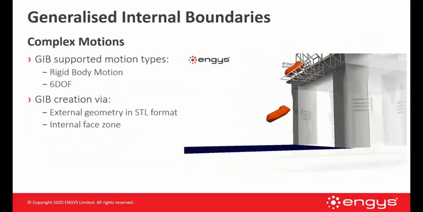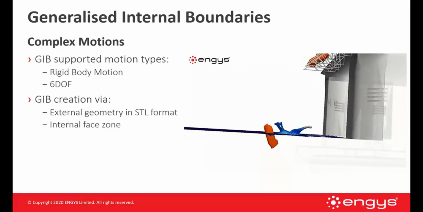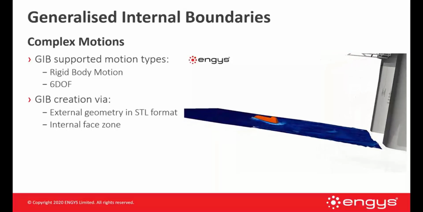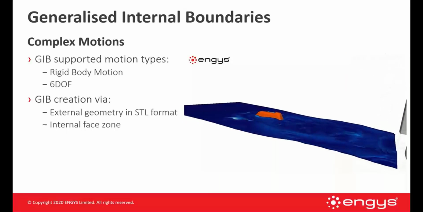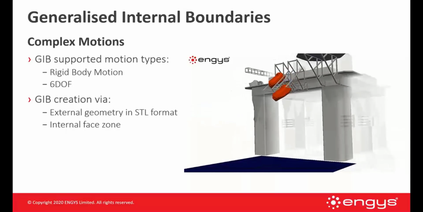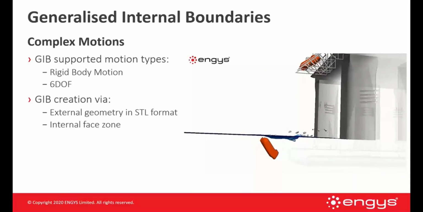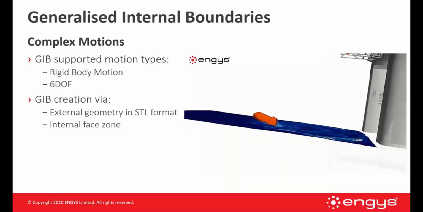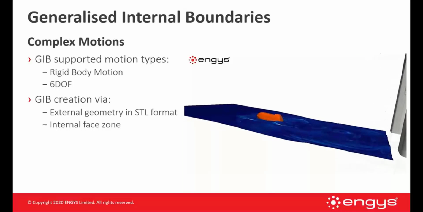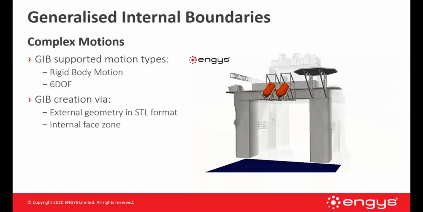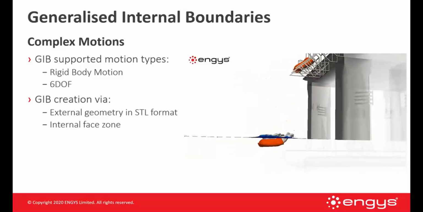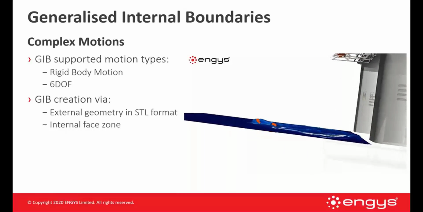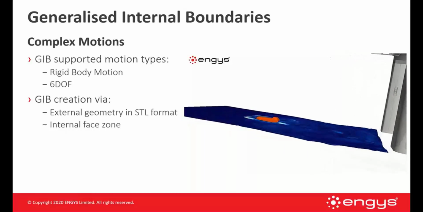Looking at the complex motion, what we can do is rigid body motion or 6DOF. Like in this case, we have a lifeboat and a VOF solver, so you can see the motion of a body under all the forces considered here in the context of a VOF simulation, multi-phase simulation. How do you create GIB? Well, you can define the GIB via an external geometry provided in STL format or using an internal face inside the mesh.